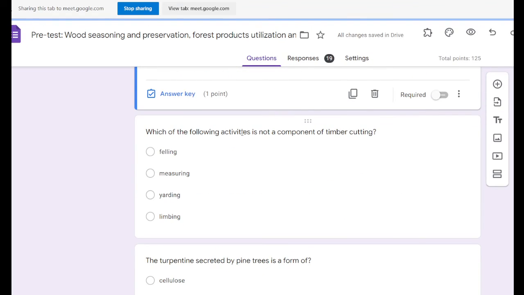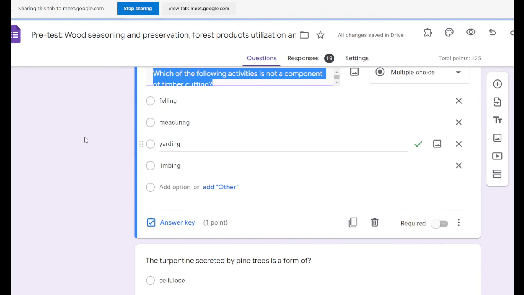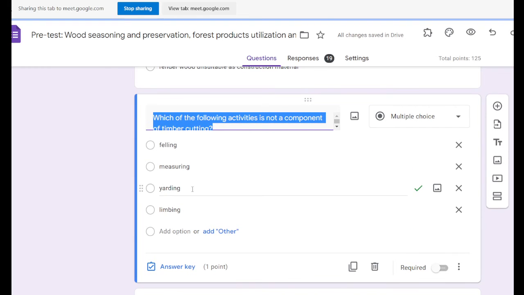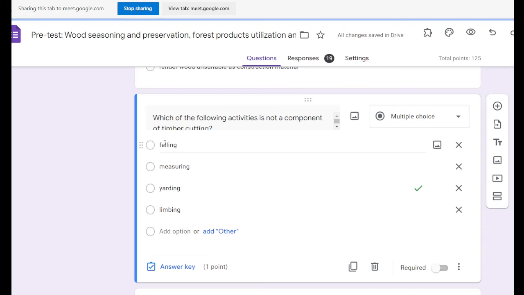Which of the following activities is not a component of timber cutting? Felling, measuring, yarding, and limbing. So, yarding. Okay? Yarding. Felling, you cut the tree. Measuring, you measure it. Limbing, you remove the branches.